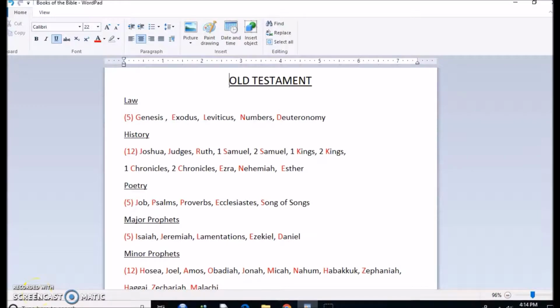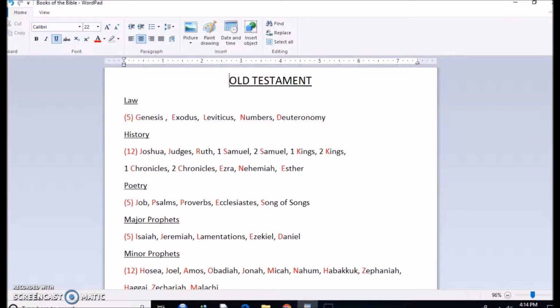Hello everyone, we are going to talk about the books of the Bible today. We are going to learn it, so we're going to try to memorize it. So when we try to look for verses and chapters in the Bible, it's going to be easier and we'll know what book is in the middle, what book is at the very end, and stuff like that.